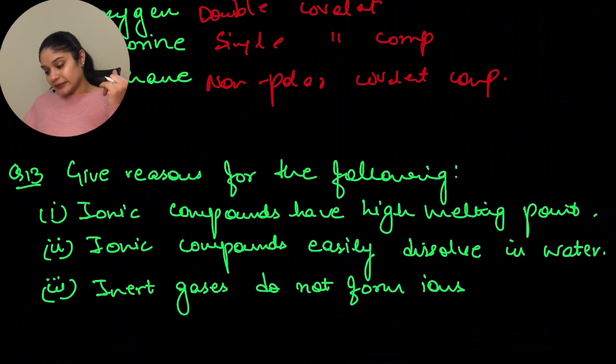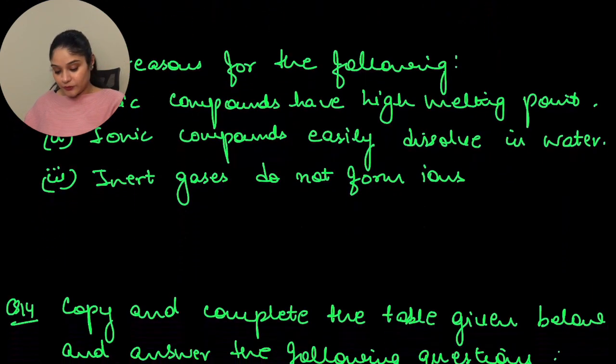Then next is inert gases do not form ions. The reason is that the inert gases have a complete octet. They do not have any extra electrons. They are very stable. They are not accepting or donating any electrons. Therefore, they do not change into any ions. All right. Now, as I've mentioned, all the reasoning answers I will still write towards the end of this sheet. So it would be easier for you to learn them and understand how much information is to be given for a reasoning question.